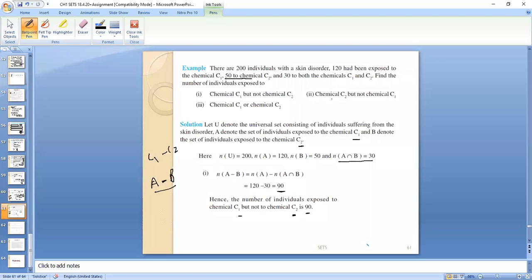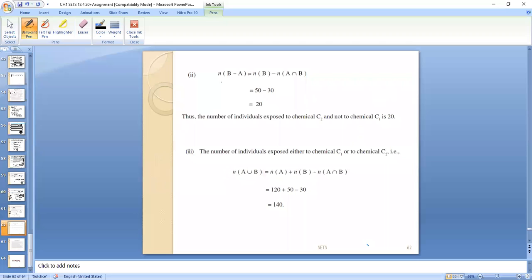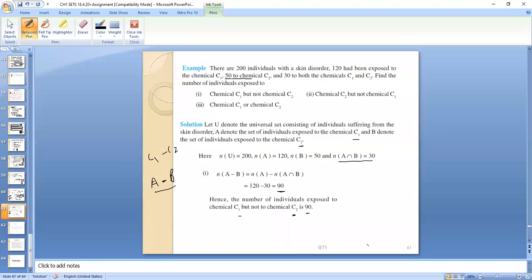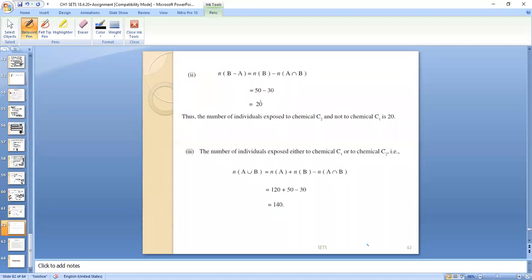Right? Chemical C2 but not C1. Now what will you take? Chemical C2 but not C1 is B minus A, right? The number of elements in B minus A means from the set B you subtract all the elements common to A and B. In the set B we have 50 elements and in the common we have 30 elements. So 50 minus 30 is equal to 20 is the answer. That is the number of individuals exposed to chemical C2 but not to C1.